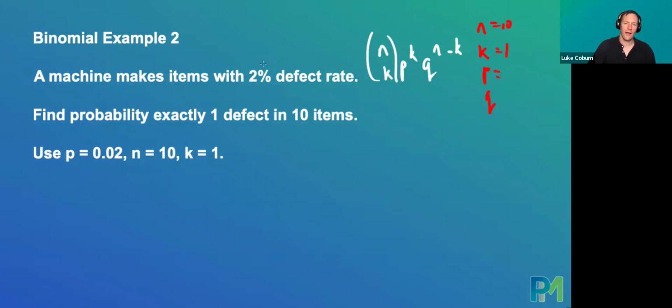Now, 2% defect, I can't write down 2%. This is 0.02, and this is 0.98. Okay? Now we're going to sub it in. So it's going to be 10 choose 1, and then it's going to be 0.02 to the power of 1 times 0.98 to the power of 9.